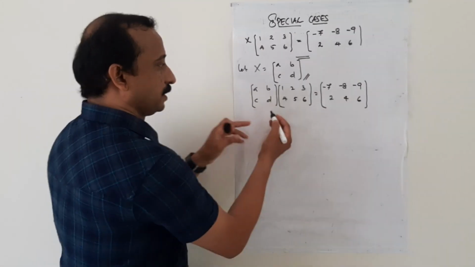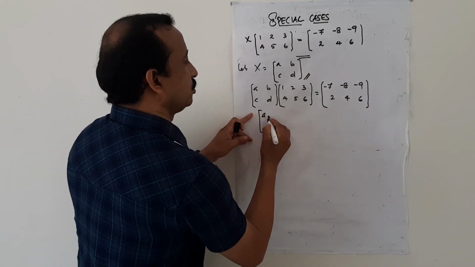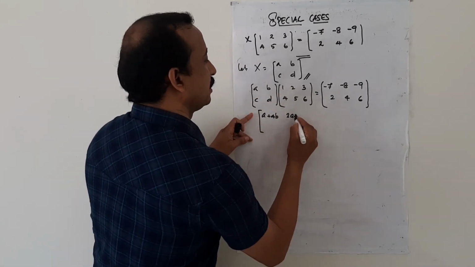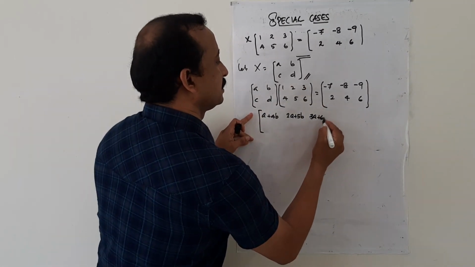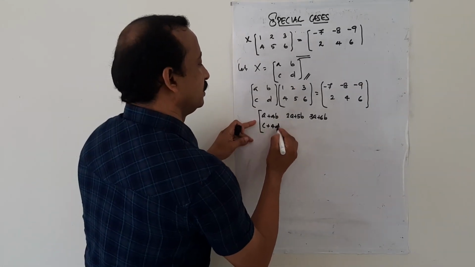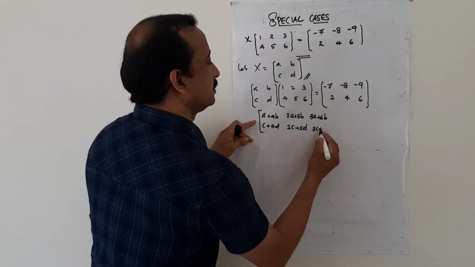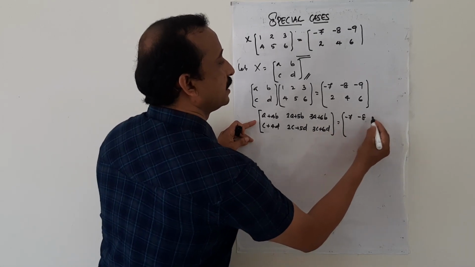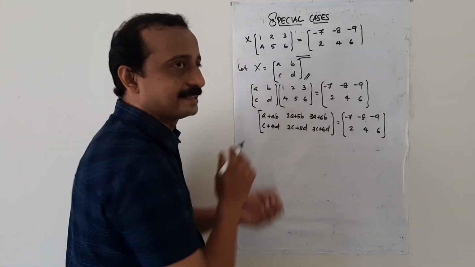Okay. Now, using matrix multiplication, we get the answer. First row, first column, that is A into 1 plus 4 into B. First row, second column, 2A plus 5B. First row, third column, 3A plus 6 into B. Then second row, first column, 1 into C plus 4 into D. Second, 2C plus 5D. And last, 3C plus 6 into D is equal to minus 7, minus 8, minus 9, 2, 4, 6. Here these two matrices are equal.